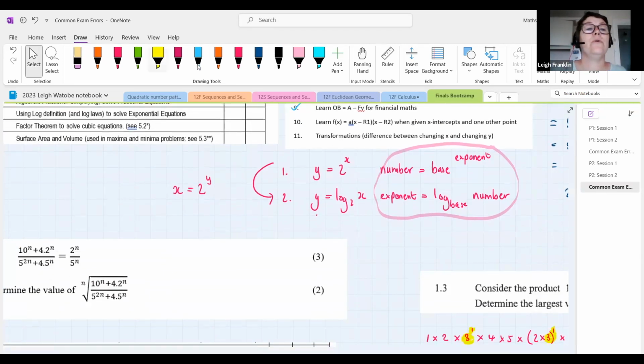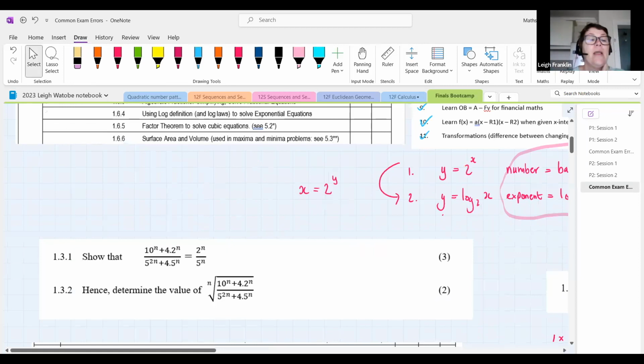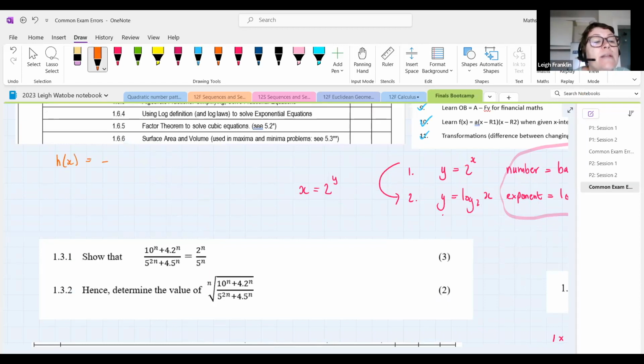Okay. Where were we? So we'd spoken about that, and then your transformation. So the difference between changing X and changing Y. So what I'm referring to there is if they give you things like this, all right, so we can just write these down. If they tell you that there's a transformation that's taken place and they say h of x equals negative f of x, what did they do to f of x to get h of x?